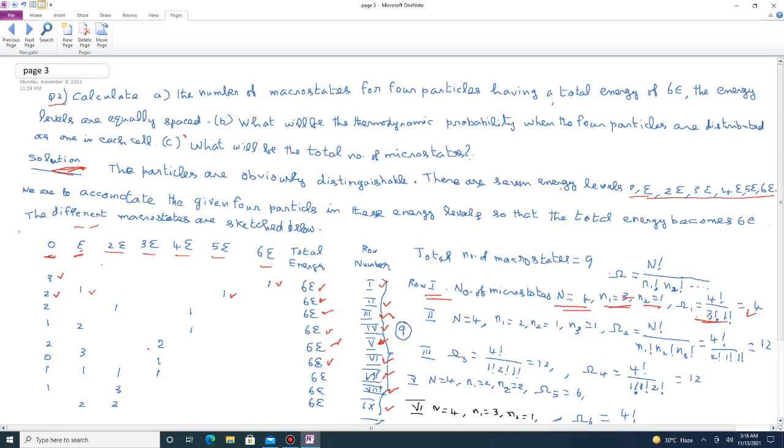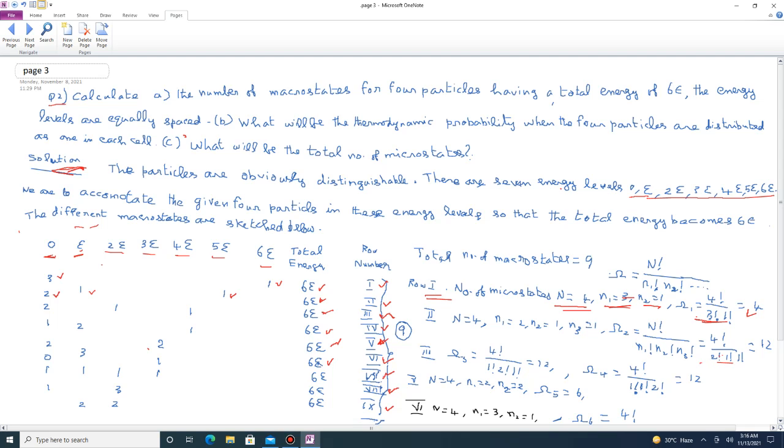Now for row 2, capital N is equal to 4, n1 is equal to 2, n2 is equal to 1 and n3 is equal to 1. So there are 3 cells here. So once you substitute, you can find omega 2. Omega 2 is the number of microstates present in the macrostate when n1 is equal to 2, n2 is equal to 1, and n3 is equal to 1. So this is equal to 4 factorial divided by 2 factorial, 1 factorial and 1 factorial.